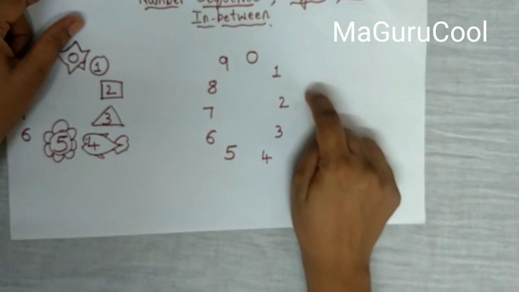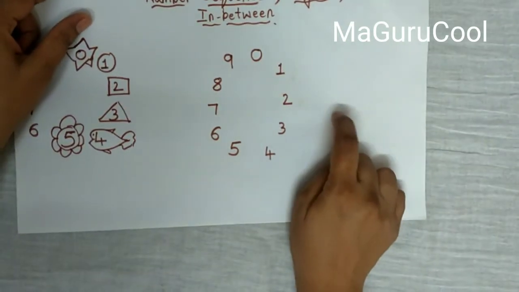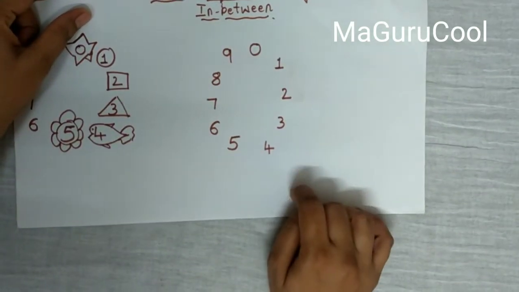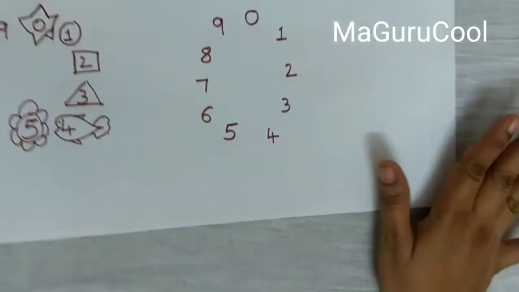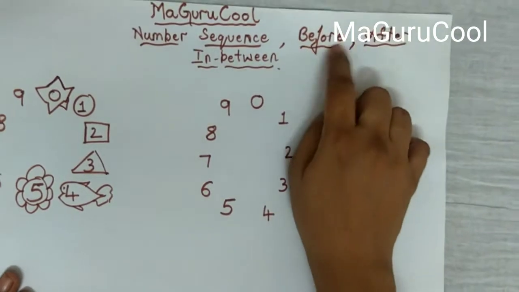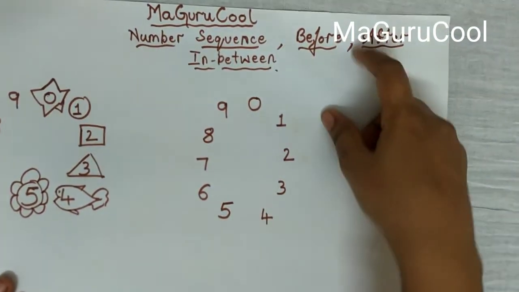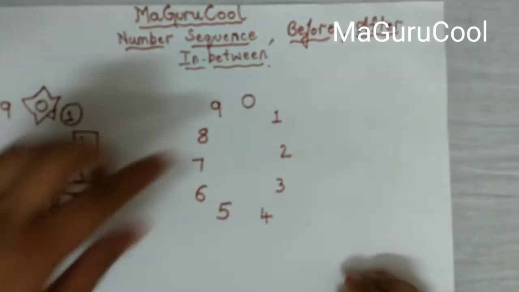You can make them jump also. Jump on 0, jump on 1, jump on 2, etc. I am showing you just with the hand an outer circle of 10, 11, 12. Okay, so now what comes before and what comes after? How do we teach that?